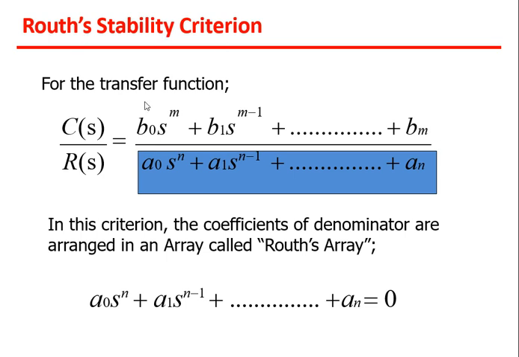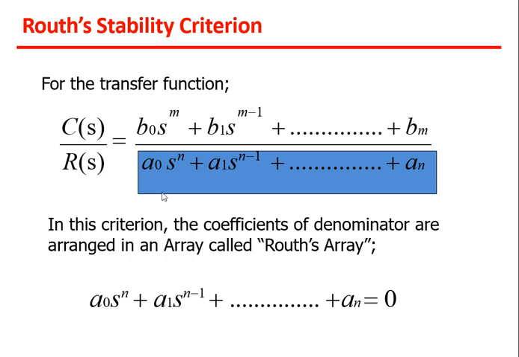For a transfer function, C(s)/R(s) is given by b0 s raised to m plus b1 s raised to m minus 1 plus up to bm, divided by a0 s raised to n plus a1 s raised to n minus 1 up to an. Now we have to clearly observe this denominator. In this criteria the coefficients of the denominator are arranged in an array, and that is called Routh's array.